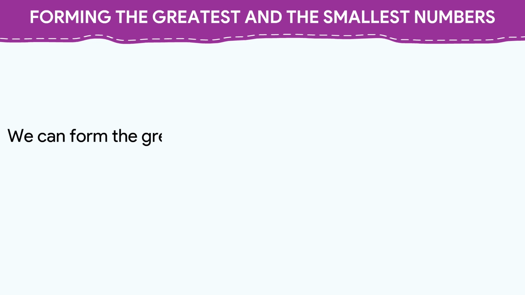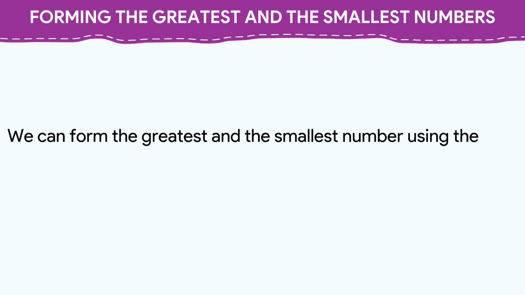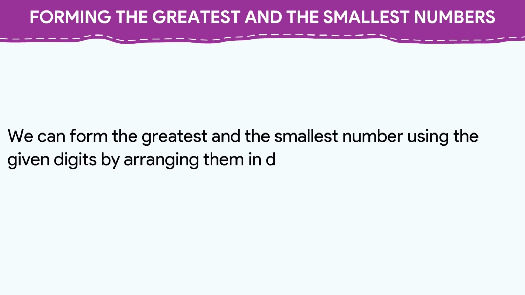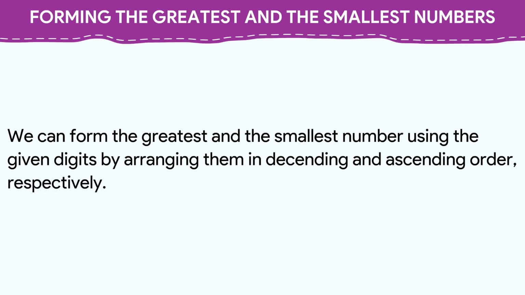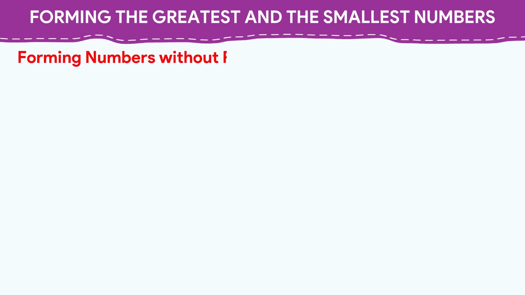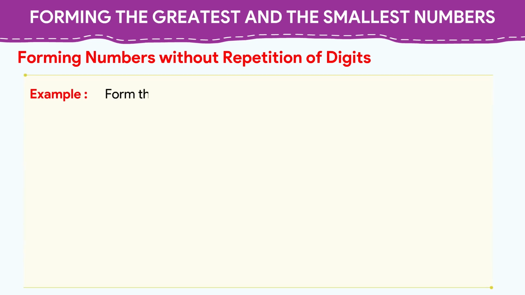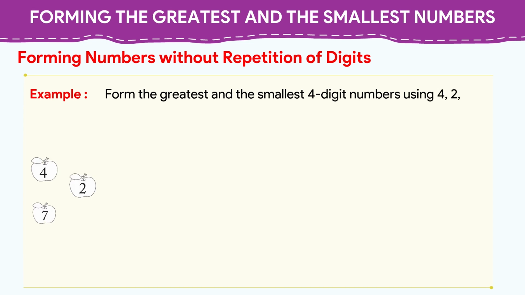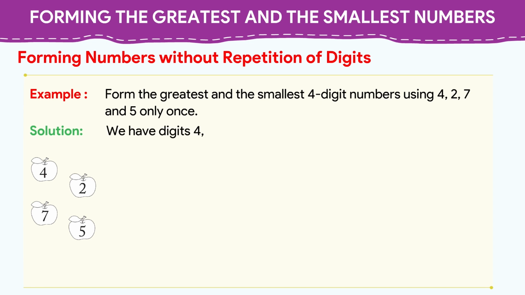Forming the greatest and the smallest numbers. We can form the greatest and the smallest number using the given digits by arranging them in descending and ascending order, respectively. Forming numbers without repetition of digits. Example: form the greatest and the smallest 4-digit numbers using 4, 2, 7 and 5 only once. Solution: we have digits 4, 2, 7 and 5.